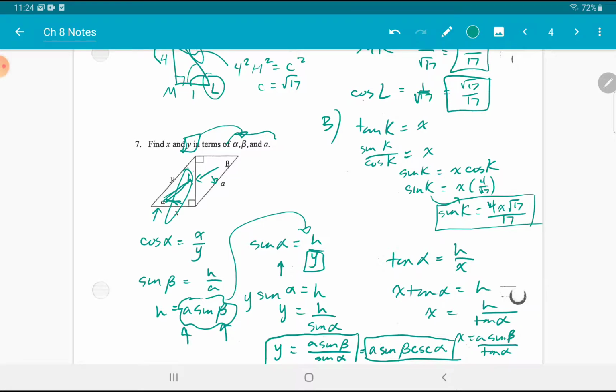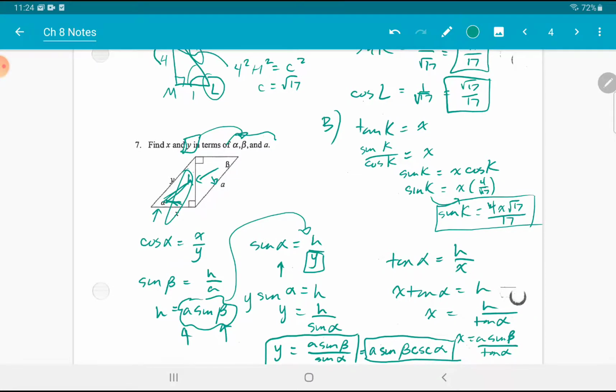I'm running out of space here, and I can't move this paper anymore. Okay, so I guess you can leave your answer like that. That works. Or again, if you want to be a little bit more clever, you can say that technically 1 over tangent is cotangent, right? So we can say that x is also equivalent to a sine beta cotangent alpha. So that's another way you can say your answer. Okay? All right, that'll conclude 8.1, and the rest we'll do in class.